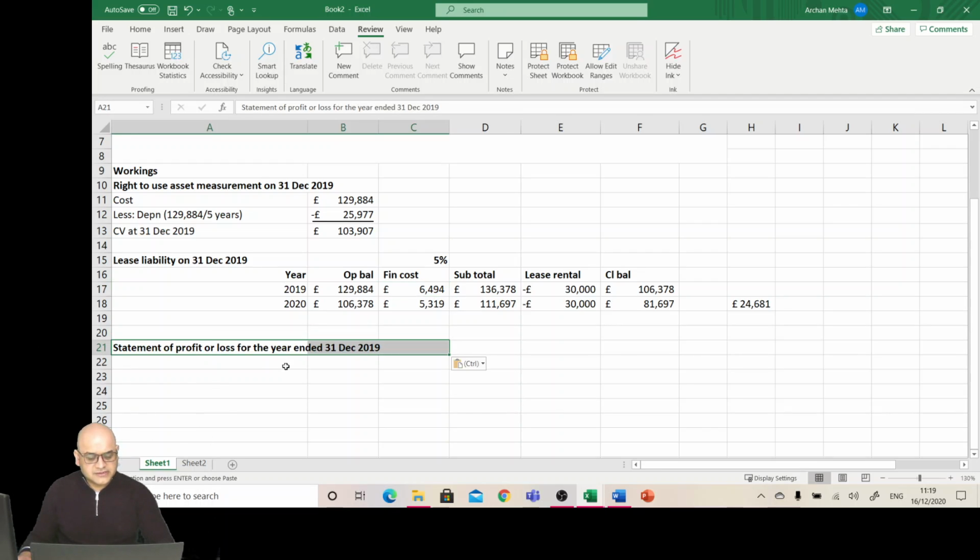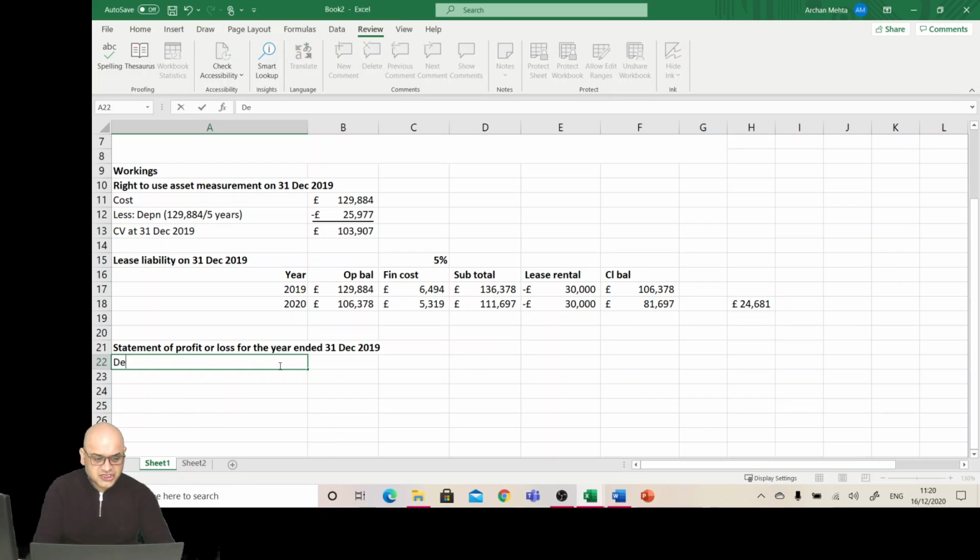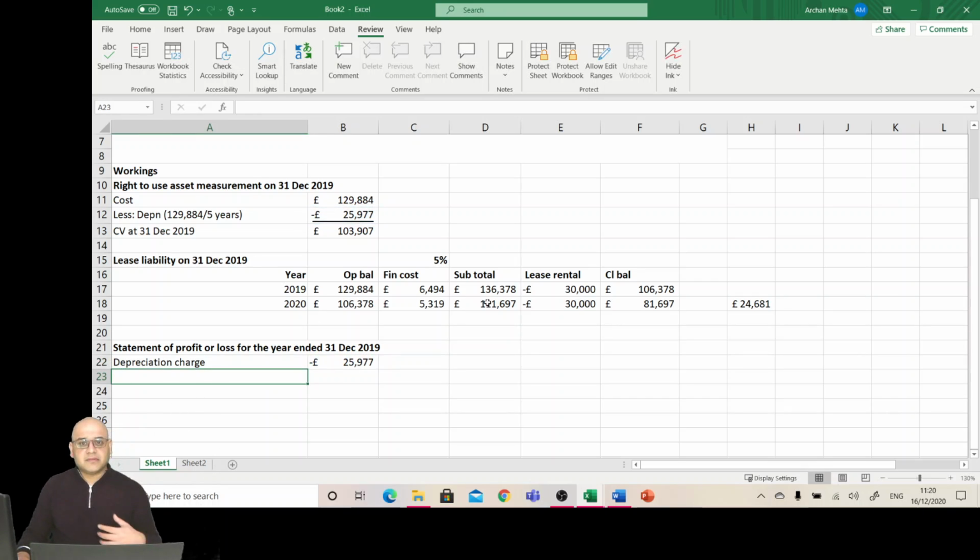Statement of profit or loss for the year ended 31st December 2019. The first thing I'm going to charge as part of operating cost is this depreciation charge, and that is this figure here. We said earlier on that depreciation goes in P&L.